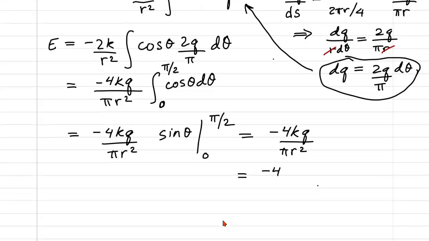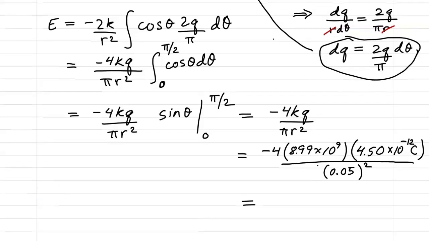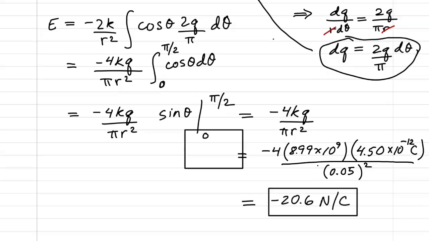We have minus 4, 8.99 times 10 to the 9 times the charge, which is 4.50 picocoulombs, 10 to the minus 12 coulombs, over 5 centimeters, which we have to write in meters, 0.05, squared. Okay, when you put in all these numbers, what we'll get is minus 20.6 newtons per coulomb. We'll box our answer.